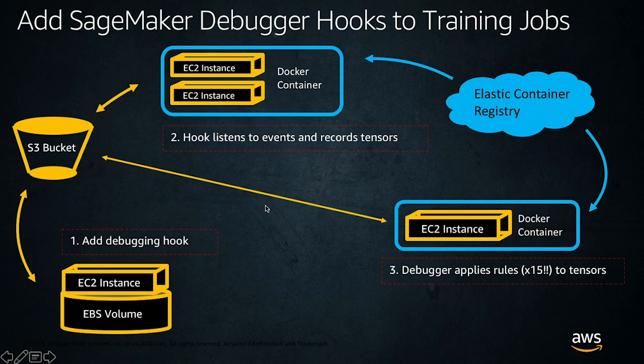And then yet another EC2 instance here that's also pulling an image from ECR is going to grab those tensors, and then it's going to apply the rules to those tensors to understand where those rules are valid, which is to say when our training job isn't behaving appropriately. And what's exciting is that there are actually 15 built-in rules. There is a lot of sophistication in the debugger rules. I highly recommend spending some time digging through those. They are very interesting. And so we'll run this job here to analyze those rules.